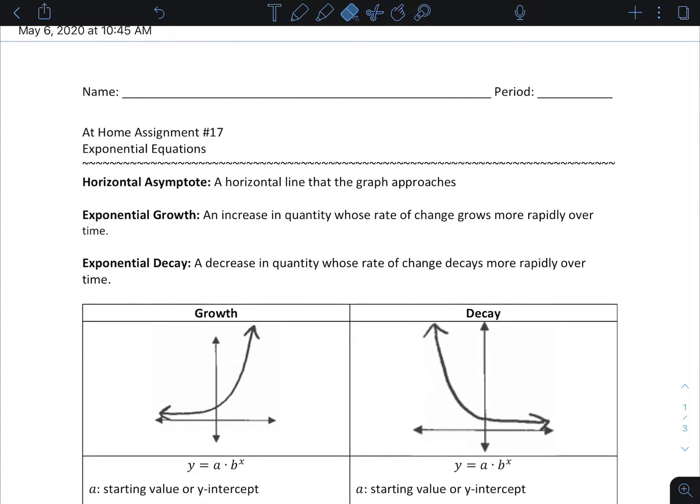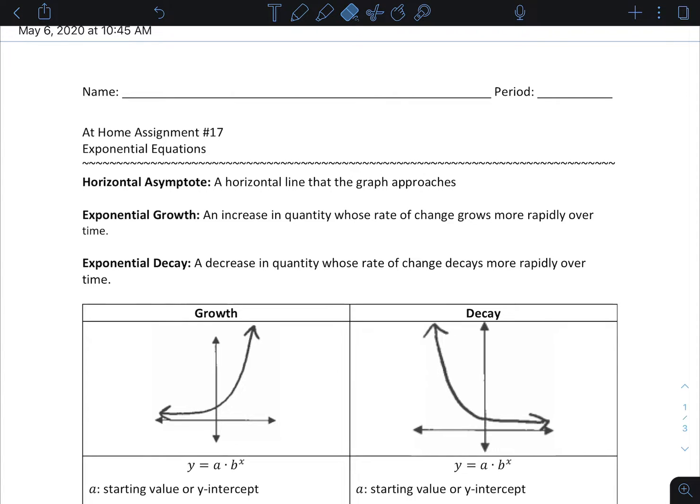Hello guys, we're doing the now at home assignment number 17. This is new material. This is going over the exponential equations. So you may have seen this before. You'll see that it isn't really too much, honestly. There's just some definitions you need to know at the top of the page.